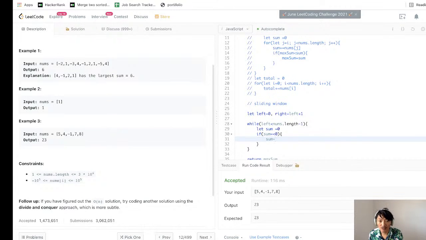sum minus nums of right and sum minus nums of left, and left plus plus, right plus plus. They're increasing both. No.